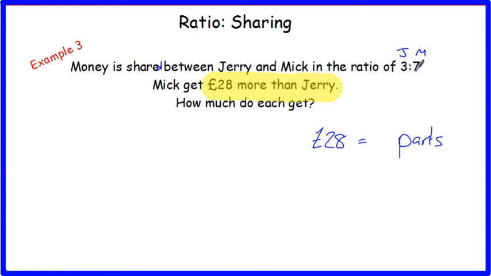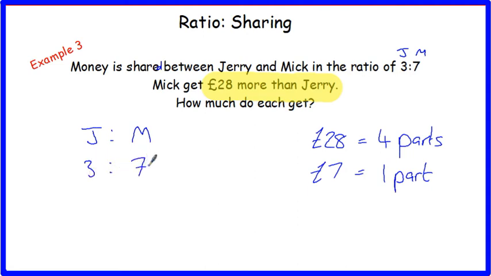So to get how much more Mick gets than Jerry, you take away, 7 take away 3 is 4 parts. So one part would be £28 divided by 4. How much did they each get? I've got Jerry, I've got Mick, I've got 3, I've got 7. One part is 7, so that's going to be 3 times 7 is 21. 7 times 7 is 49.